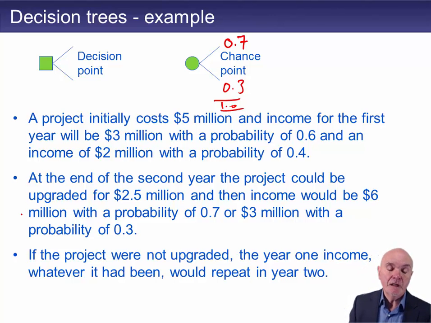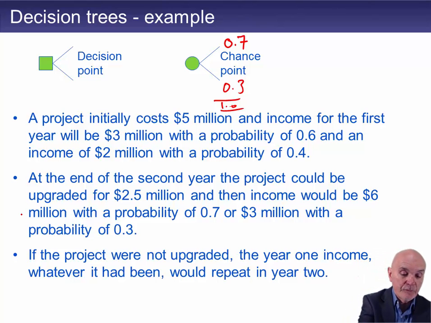Project initially is going to cost 5 million. And income for the first year will either be 3 million with a probability of 0.6 or 2 million with a probability of 0.4. At the end of the second year, we could upgrade, a decision. We could upgrade for 2.5 million, and then income would either be 6 million with a probability of 0.7 or 3 million with a probability of 0.3. If we don't upgrade, we will get exactly the same income for year 2.